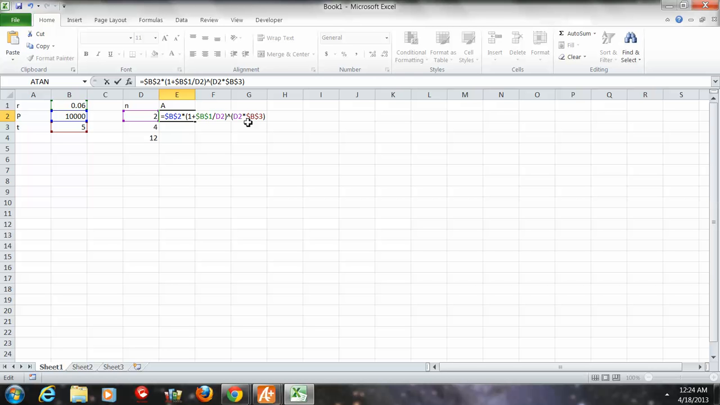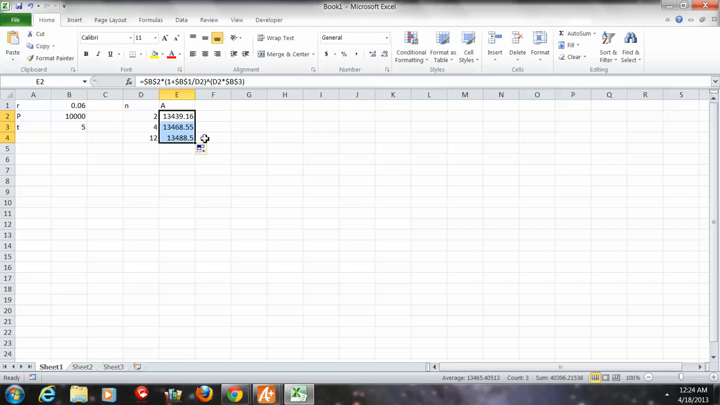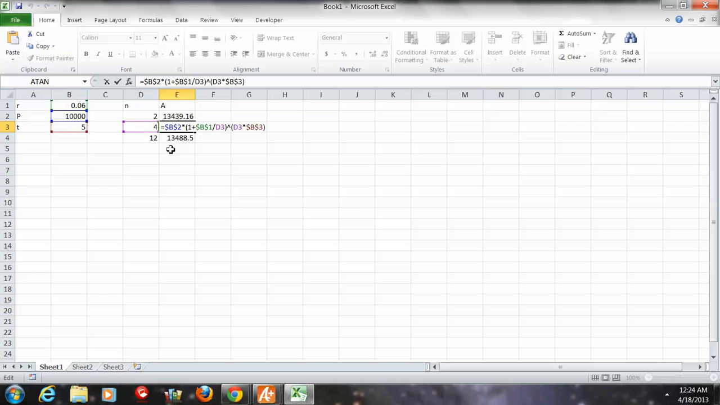Okay, so I should get $13,439.16. Now what I'm going to do is select it. And you see how it's a white cross? Well, if I drag it to this corner over here with the knob, it's going to turn into a black cross. And I'm going to left click, and I'm going to drag down. The only thing that's going to change is my N, because everything else is a fixed value. So the dollar signs mean that when I drag it down, it doesn't change these values. The only thing that changes is the N. And when I dragged it down, it just used this N for the first one, this N for the second one, and this N for the third one.